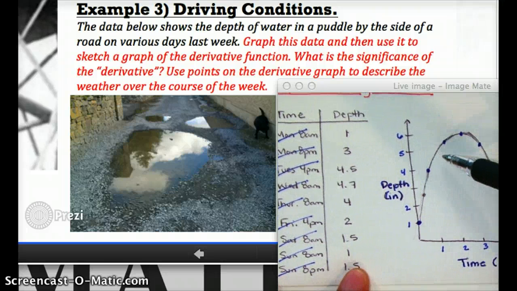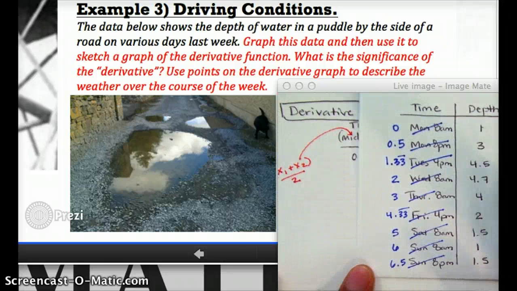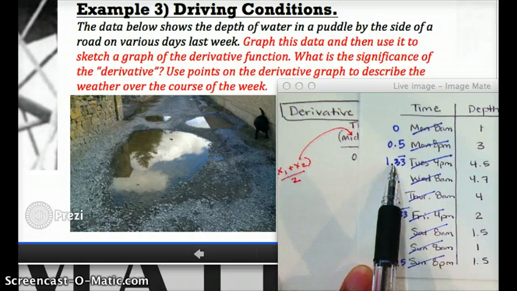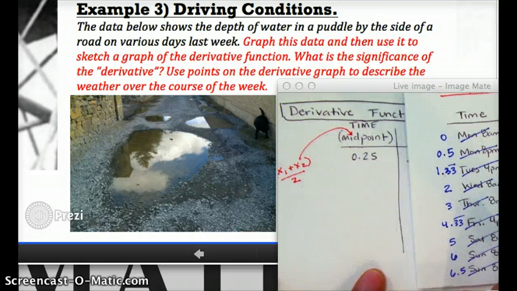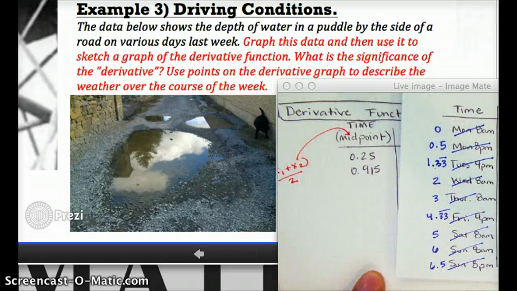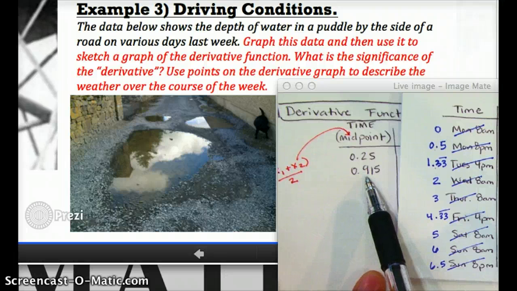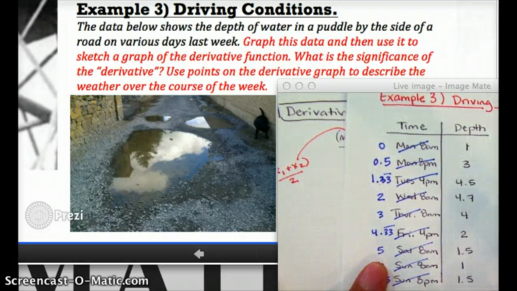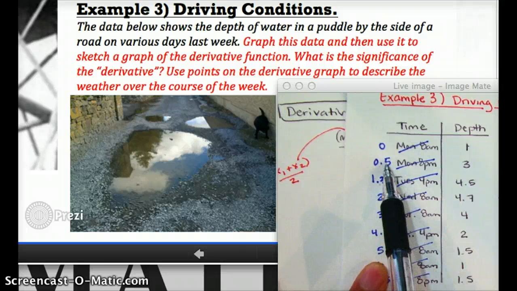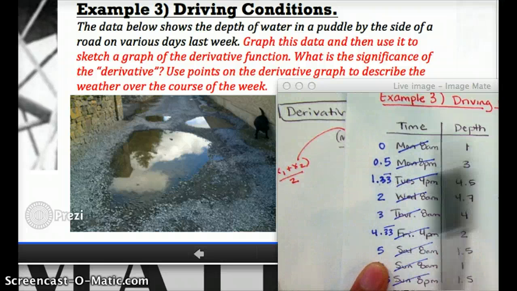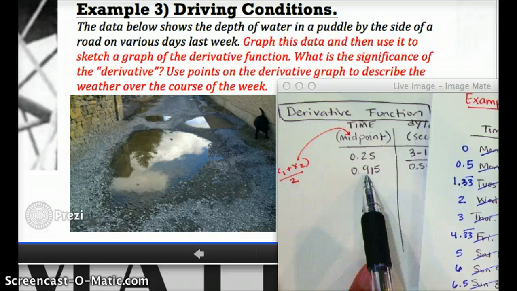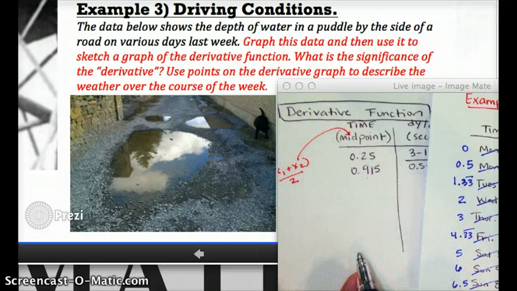We can do the same thing. The next thing we would do is take a midpoint halfway between the next 2 data points. Numerically speaking, that would be halfway between 0.5 and 1.33. To get that number, I'm going to add 0.5 plus 1.33 and then divide by 2. That gives me an x value of 0.915. And then I'm going to use the next 2 points and the slope formula to calculate the slope at time 0.9. I'll continue this process, and eventually here's the table that I'll get.